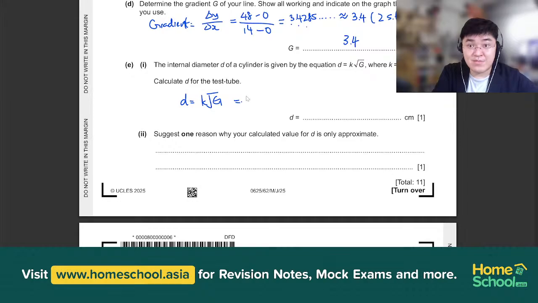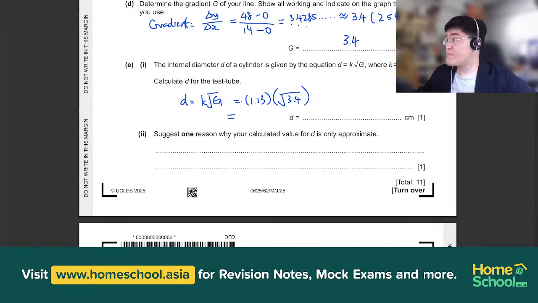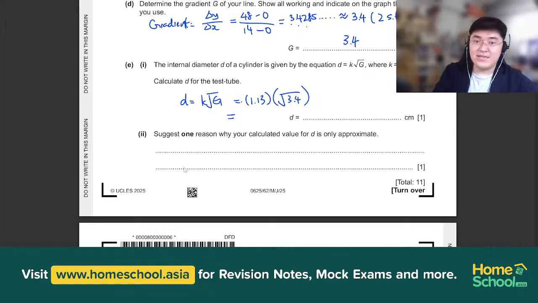So let's take a look here. 1.13 multiplied by the square root of 3.4. Now let's calculate this. Square root of this multiplied by 1.13. And we should get this number, 2.09.